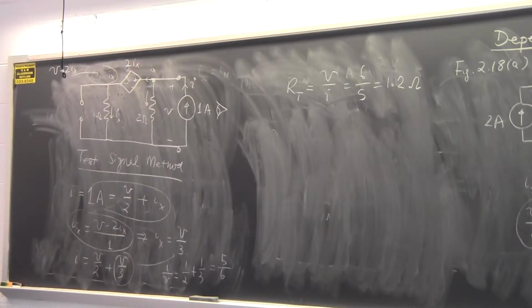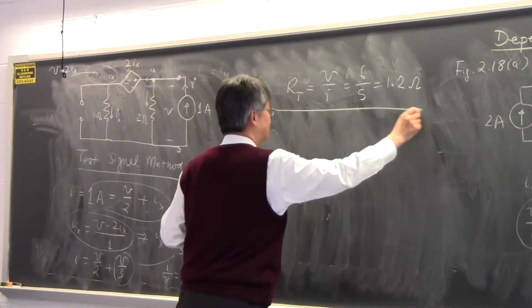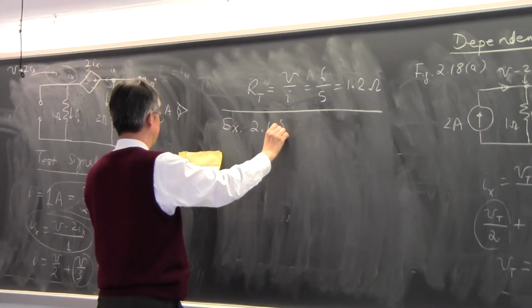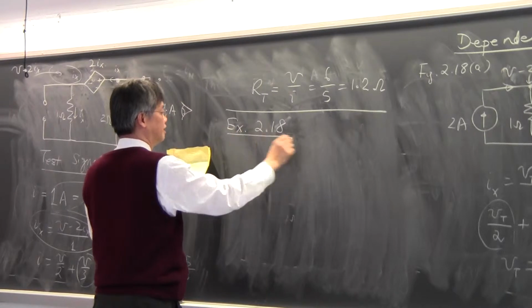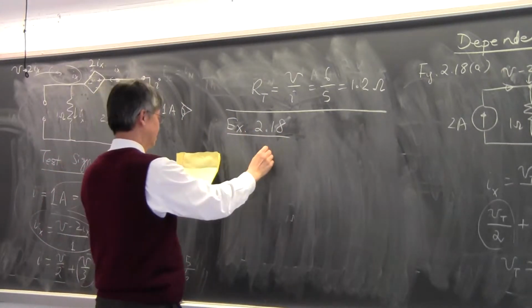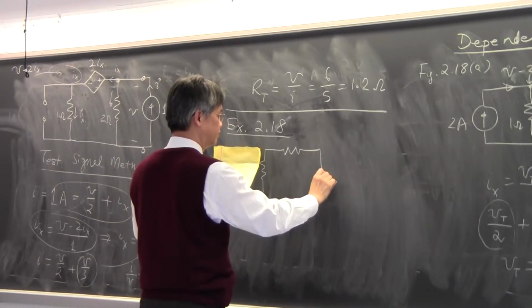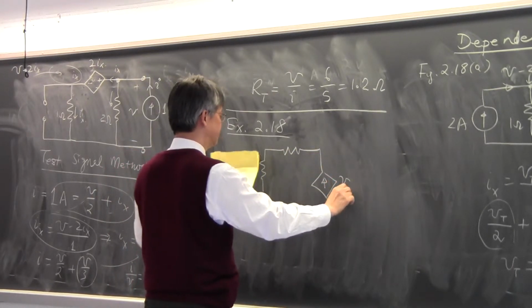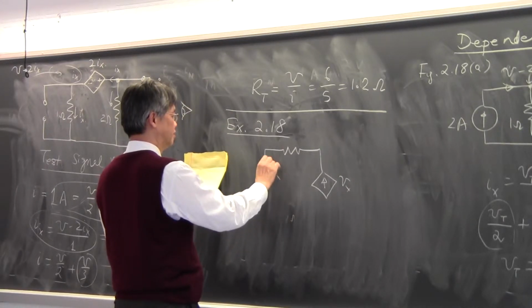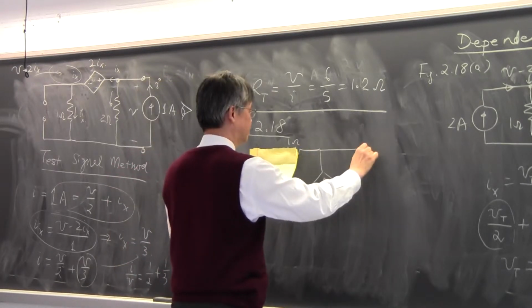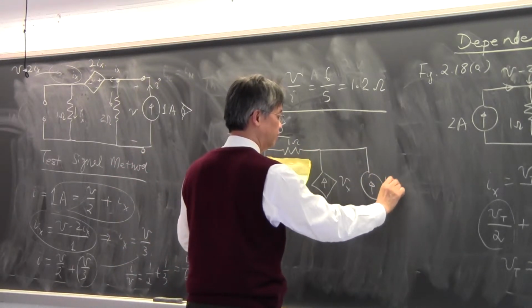Because I want to use the last few minutes to do one last example. Okay, let's do one last example. This example is kind of interesting. Example 2.18. And this gives you something that looks like this, a dependent current source, Vx, and then this is Vx. This is 2 ohms, and this is 1 ohm, and then I have something hooked over here.